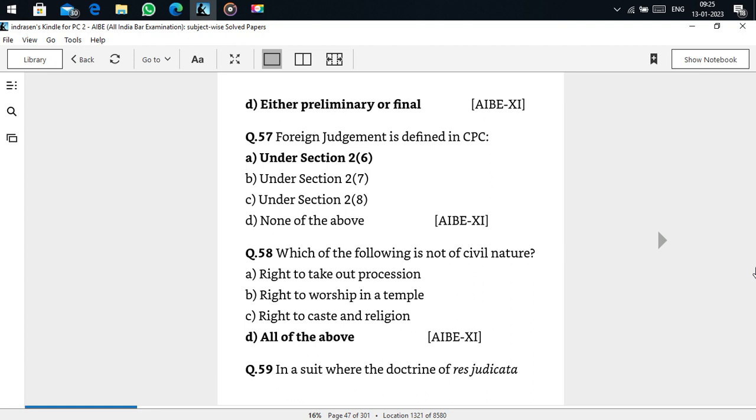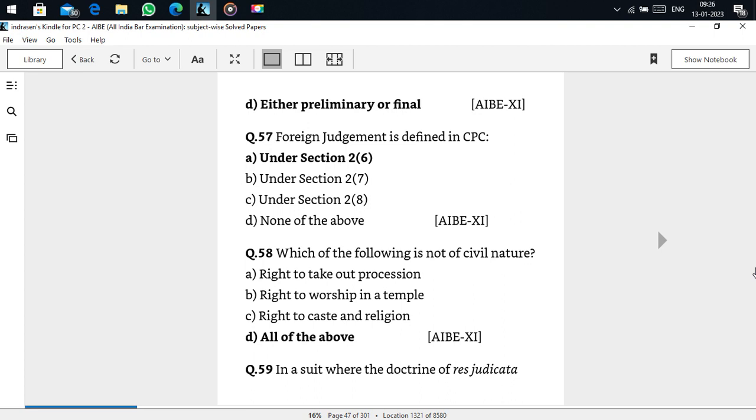Foreign judgment is defined under section 2 sub-section 6 of the CPC. Which of the following is not of a civil nature? Right to take out the procession, right to worship in the temple, right to caste and religion. They are not of a civil nature because they involve the public or other parties. They also involve certain rule of the land. Wherever the rule of the land is there, where the government is involved, any action against that is not considered as the civil nature.